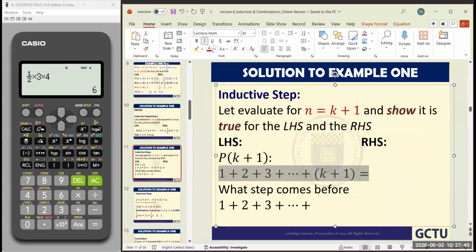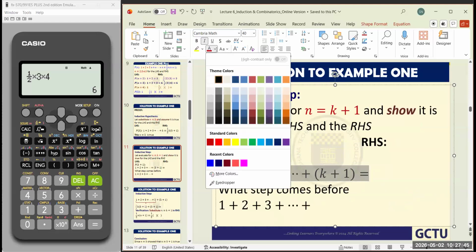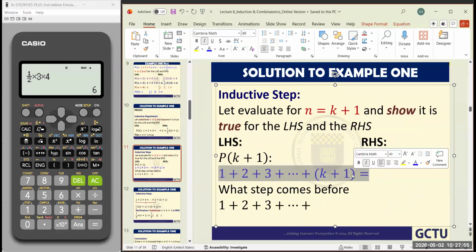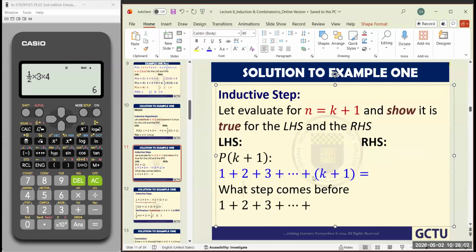Now, please watch carefully. What do we do next? I'm going to ask you a very basic question, and in all induction problems, remember this basic assumption. Now, if I am adding numbers 1, 2, 3, 4, 5 up to 10, for example, what number comes before 10? 9. Thank you. So now, if I'm adding numbers like this, 1, 2, 3, 4, 5, up to what I'm calling K plus 1, what step comes before K plus 1? Who can tell me?